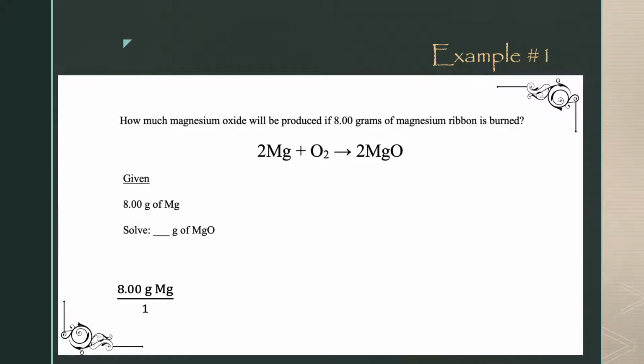According to the periodic table, magnesium weighs 24.3 grams per mole. 24.3 will be our denominator, while mole is our numerator. Next, we will convert our magnesium mole to magnesium oxide moles. This is where the chemical equation comes in handy. It says that 2 moles of magnesium will create 2 moles of magnesium oxide with the help of 1 mole of oxygen. So for our equation, 2 moles of magnesium is our denominator, while 2 moles of magnesium oxide is our numerator.